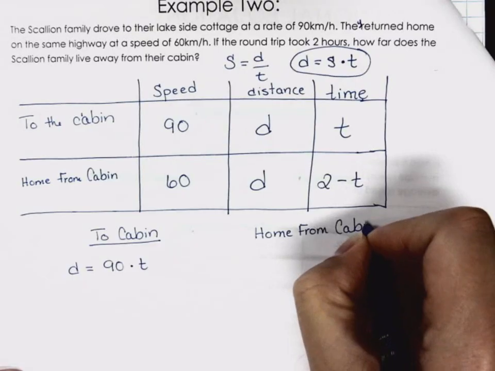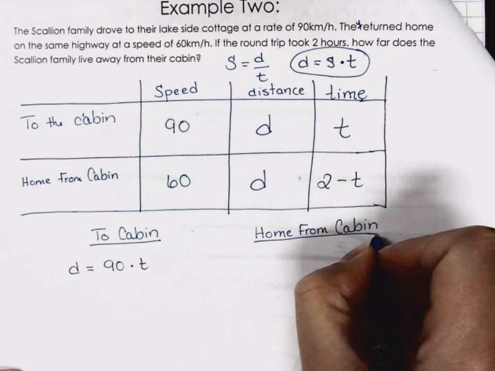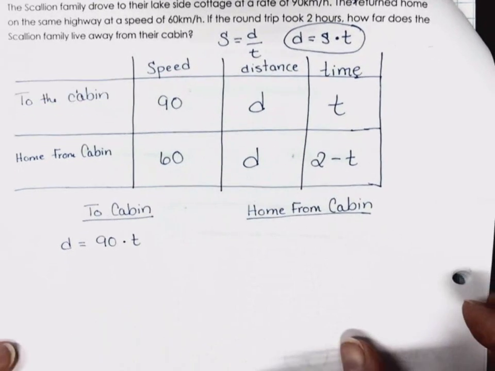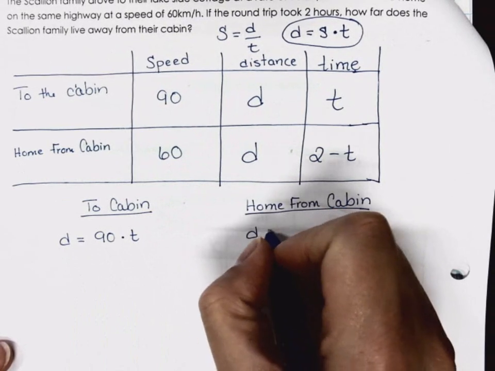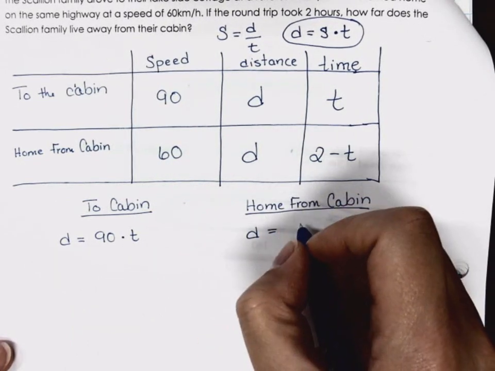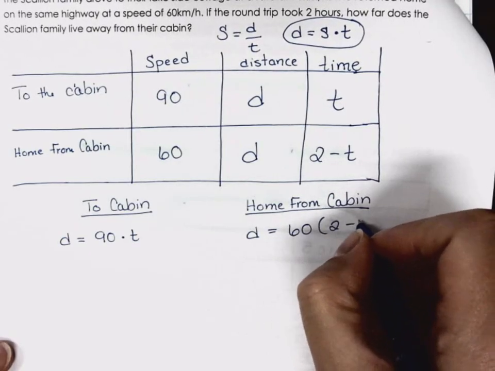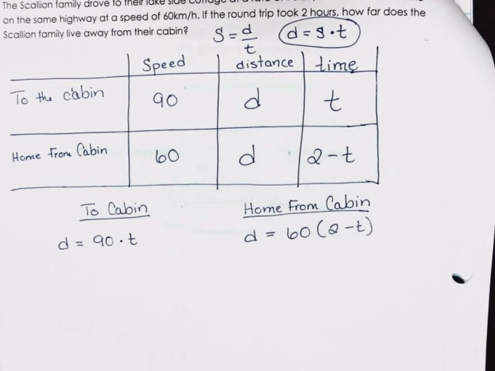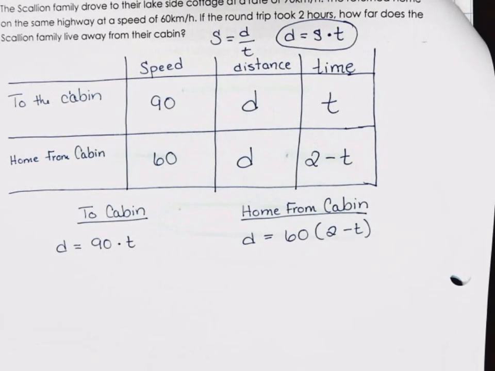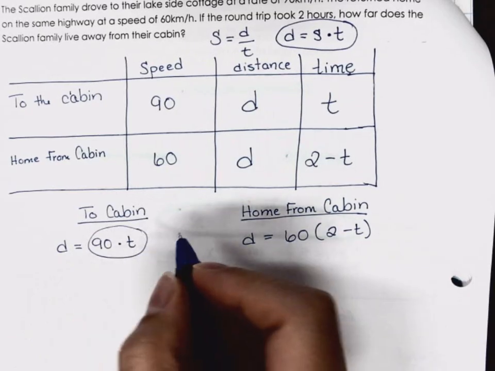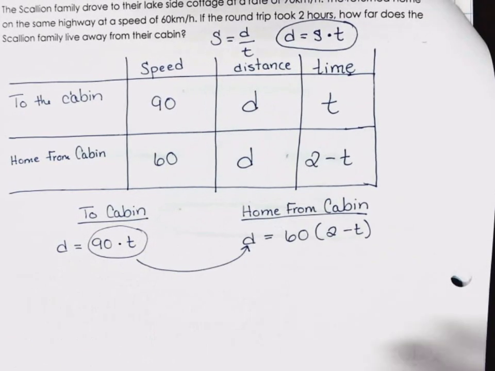And then we're going to do that same thing for the other line, the home from equals. Okay, they're both equal to D. So what I can do is take this value and substitute it where I see the letter.